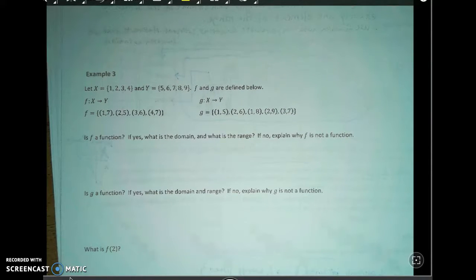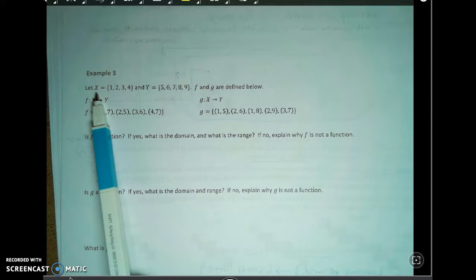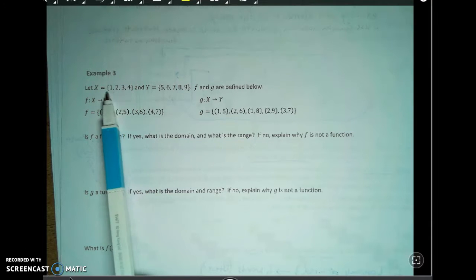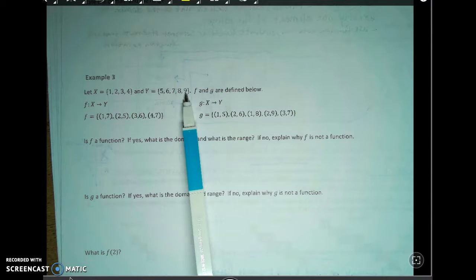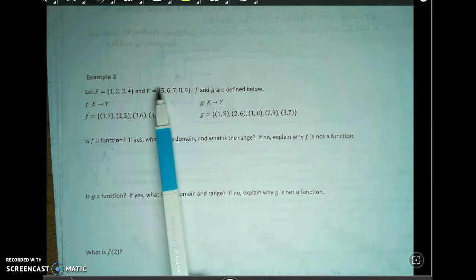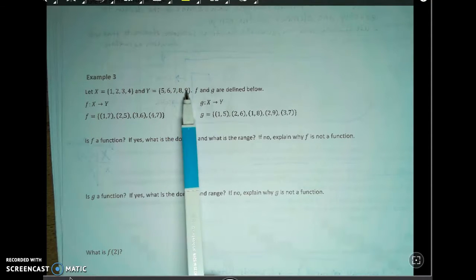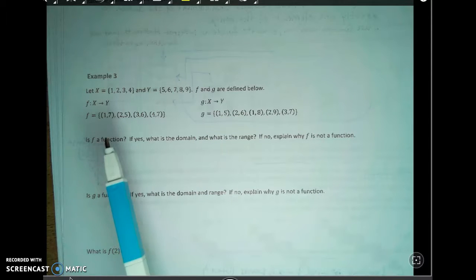All right, so let's take a look at example 3 together. Okay, so we have the first, the domain X. So one set has 1, 2, 3, 4, and the second set has 5, 6, 7, 8, 9. Okay, so notice that we have 4 elements in the first set and 1, 2, 3, 4, 5 elements in the second set. Okay, so they don't have the same amount of elements.